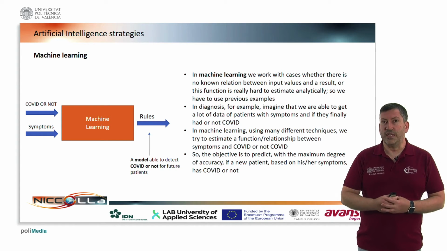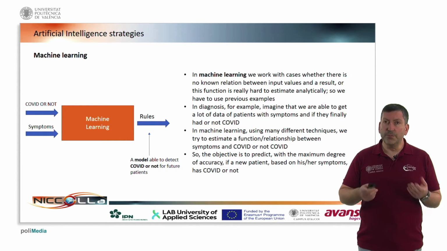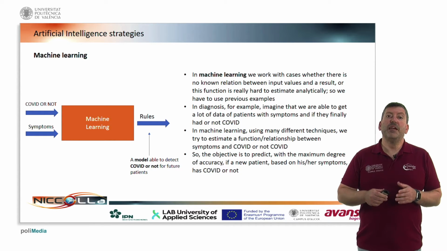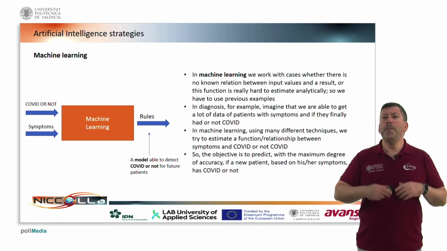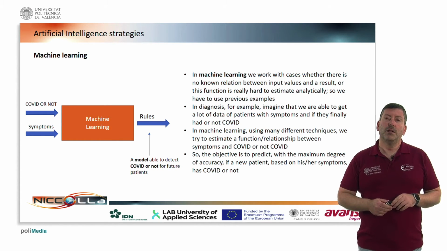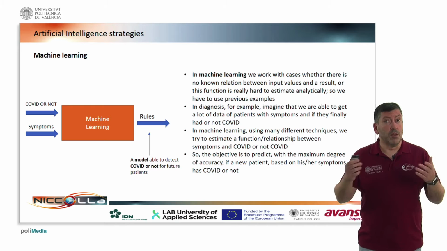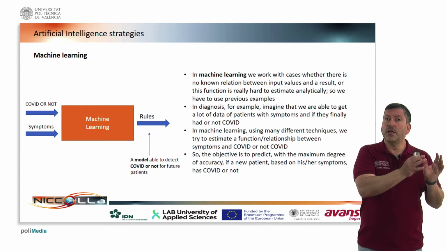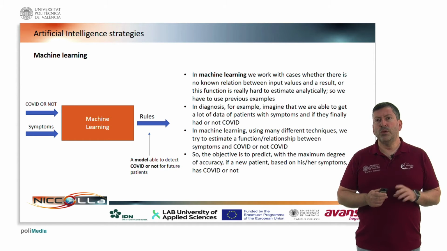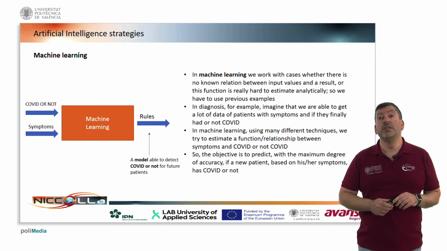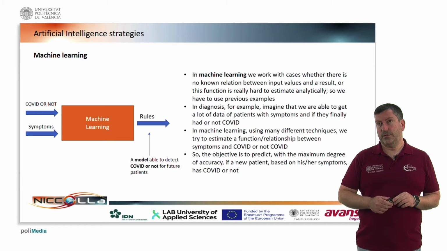So in diagnosis, for example, imagine that we are able to get a lot of data of patients with symptoms and whether they finally had COVID or not. So in machine learning, using many different techniques, believe me, there are many options, we try to estimate a function, a relationship, a model between the symptoms and COVID or not COVID, okay? So the objective is to predict with the maximum degree of accuracy if a new patient, based on his or her symptoms, has COVID or not.